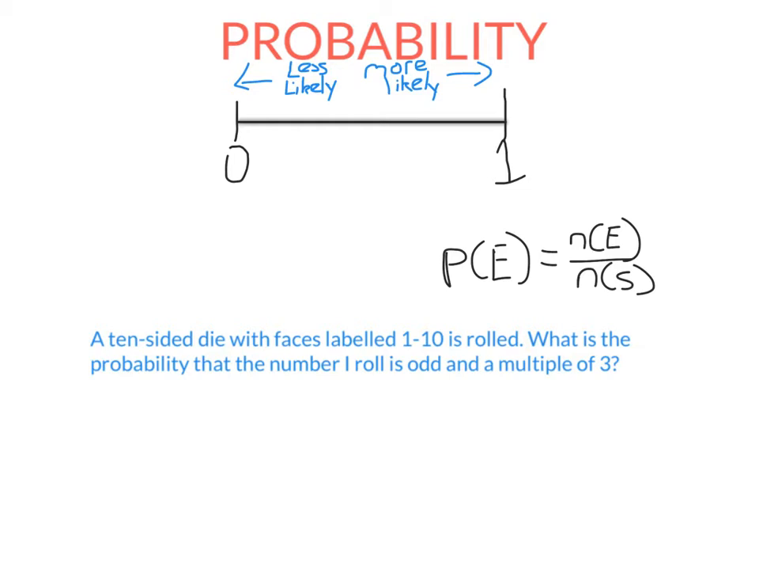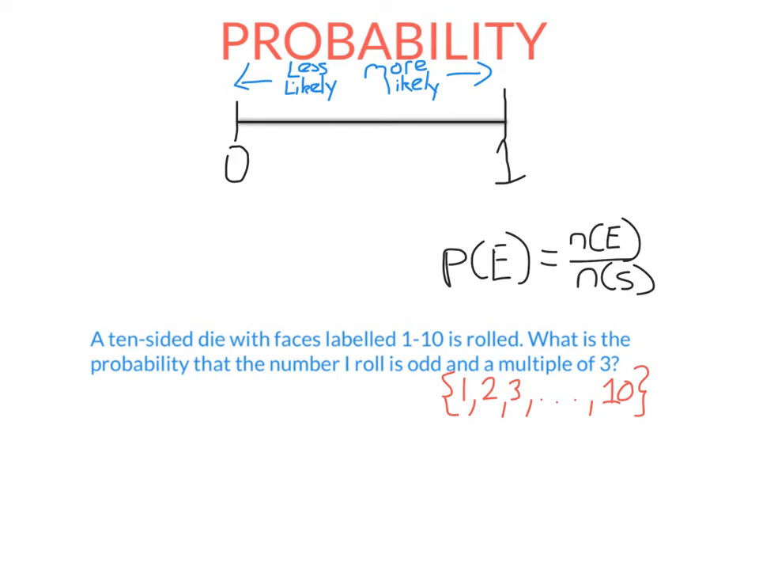A 10-sided die with faces labeled 1 to 10 is rolled. What's the probability that the number I roll is odd and a multiple of 3? So note, I'm asked, what is the probability? So the answer I give should be a number between 0 and 1. So we're going to use this formula here. So the sample space just lists all the possible outcomes. So when I roll the die, I could get a 1, a 2, a 3, all the way up to 10. So there are 10 possible outcomes here.